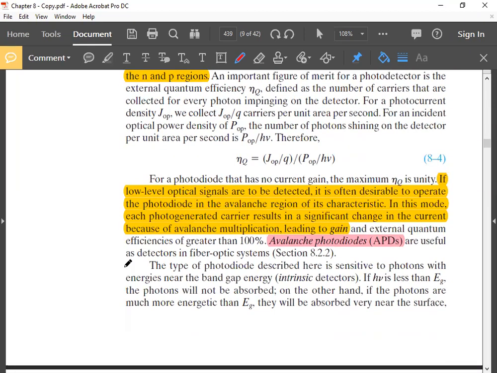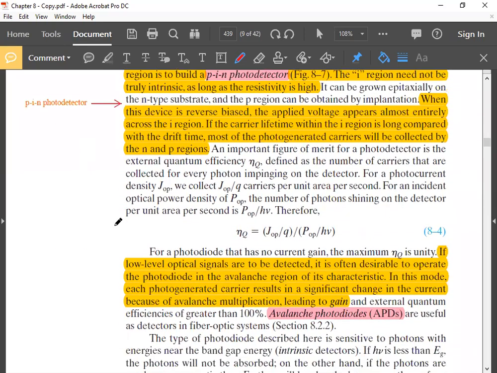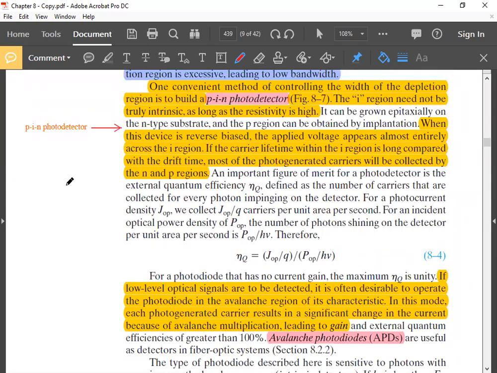There is actually another type of photodetector, the MSM photodetector, metal semiconductor metal photodetector, which is not mentioned here. So I will stick to these two only.